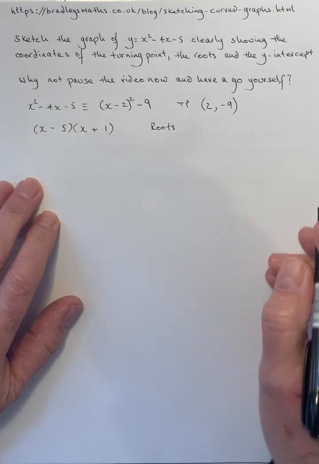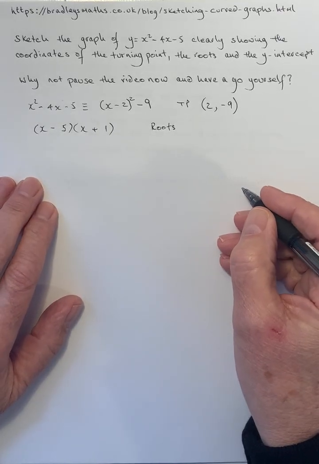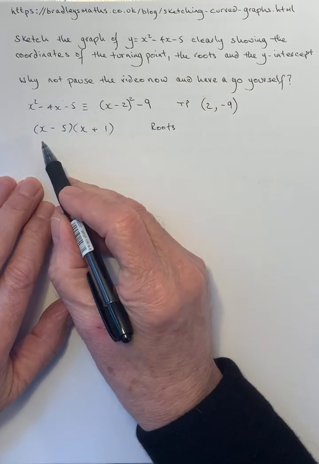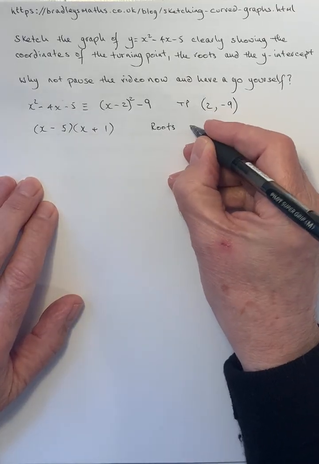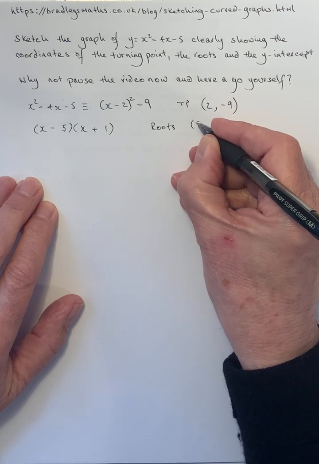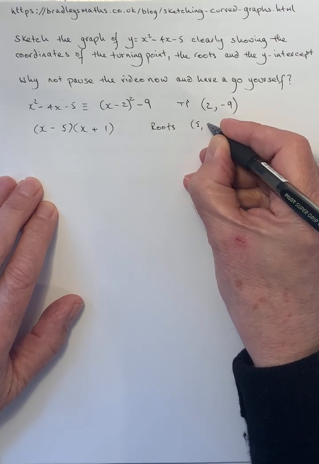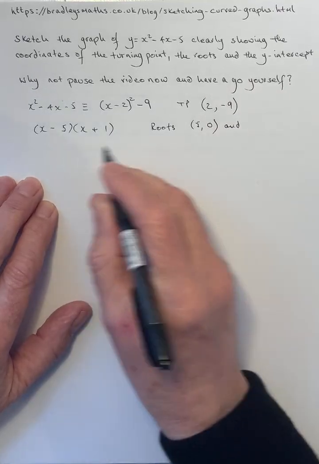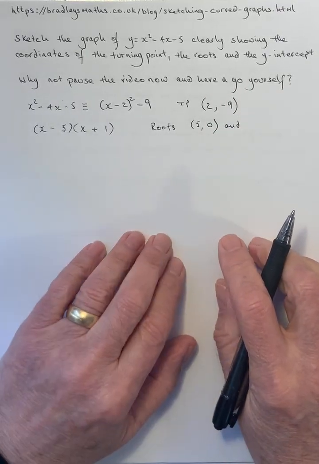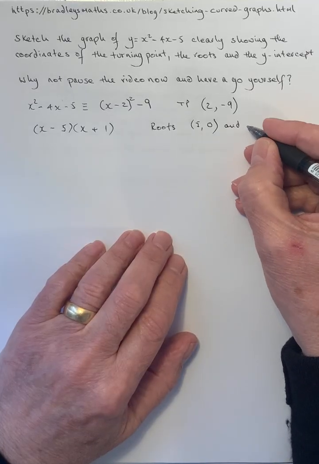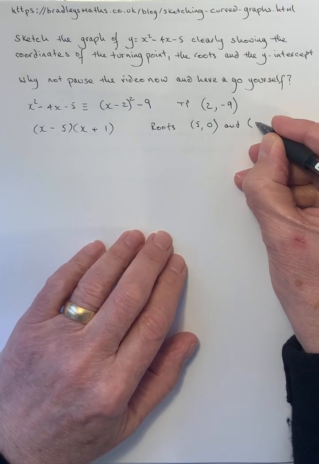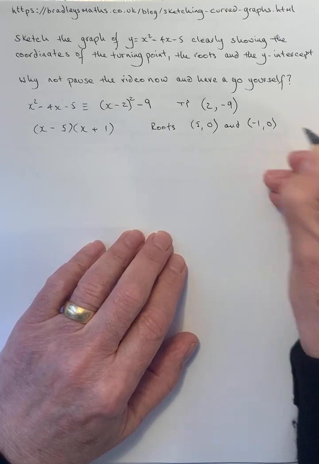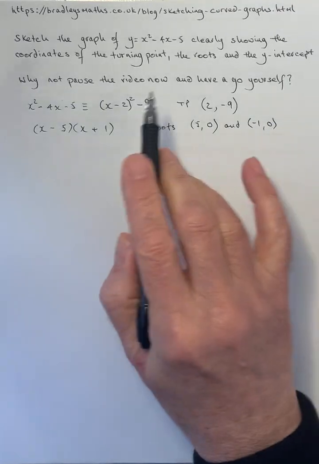So those are our numbers, and the roots then of our equation come about when we set each bracket equal to 0. X minus 5 equals 0 tells us that x must equal 5, so we have 5 comma 0, and x plus 1 equals 0 tells us that x must equal negative 1, and so we have negative 1 comma 0. Those are our roots.